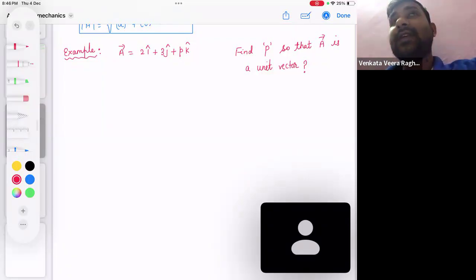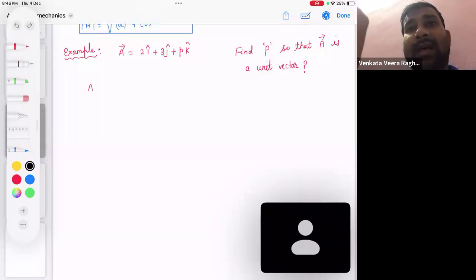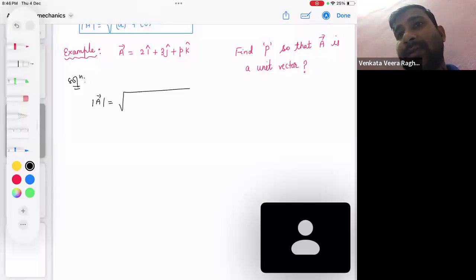So if someone says make this vector a unit vector, how do I do that? I will calculate the magnitude of the vector, isn't it? To do that, what I will do first is calculate the magnitude of the vector. How much is that going to be? It is going to be the square root of 2 squared plus 3 squared plus p squared, isn't it?